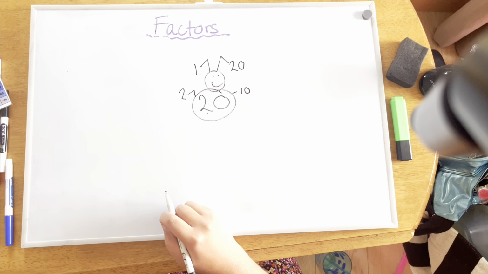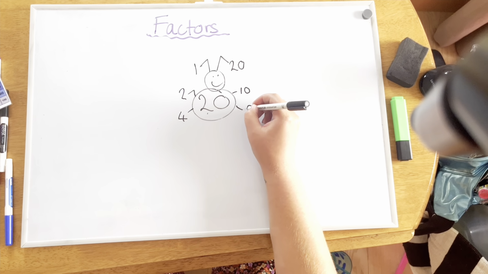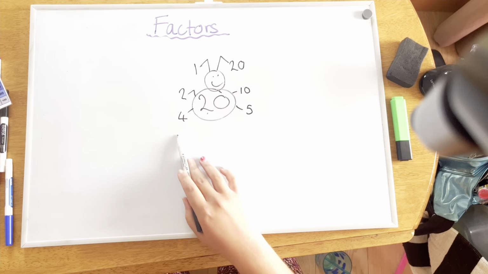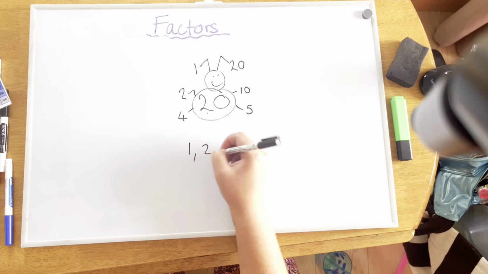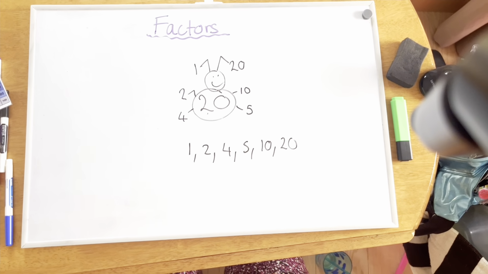3 doesn't go into 20. 4 times 5 makes 20, and that will be 5 again. So we know that we found all of our factors of 20: 1, 2, 4, 5, 10, and 20.